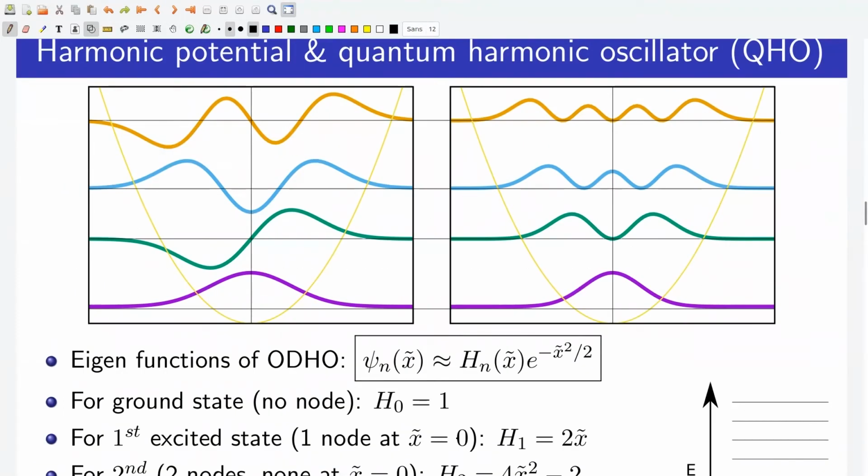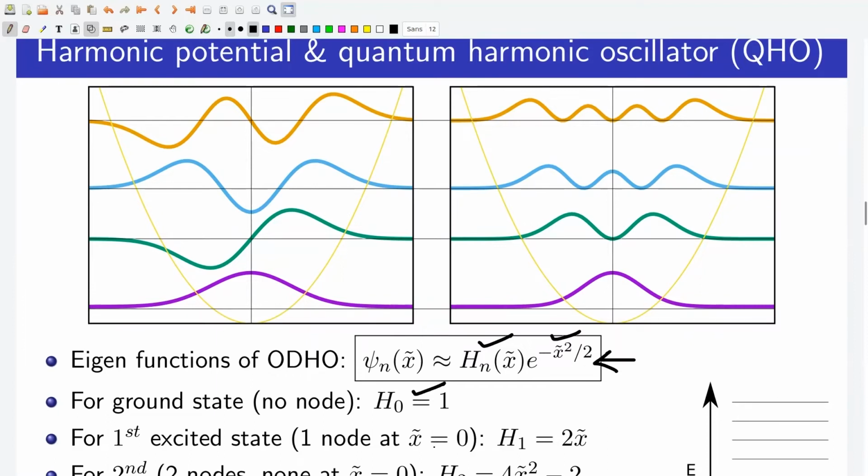So far, we have seen that the eigenfunctions of one-dimensional harmonic oscillators are given in this form: psi n of x tilde is equal to Hn of x tilde, some polynomials, multiplied by e power minus x tilde square divided by 2. What we do not know is what these polynomials Hn of x tilde are. For the ground state, there should not be any node, so H0 of x tilde will be equal to 1.